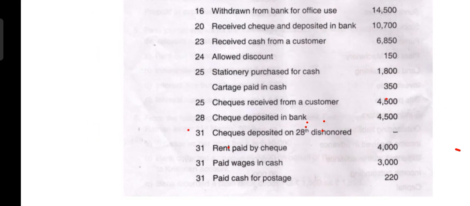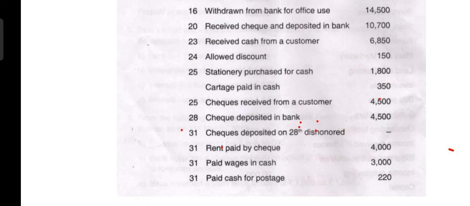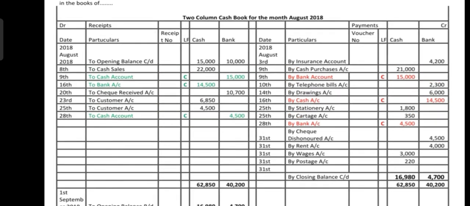Okay. Now on 31st, different transactions are taking place. On 31st, again 3 transactions are taking place. That is rent paid 4,000 rupees, one of the expenses paid in the form of check. So the bank balance should be reduced. This is to be recorded under the payment side. Then paid wages in cash. So we are paying cash. This should appear under the payment side. Amount to be recorded in the cash column. So paid cash for postage 220. Now the cash balance is going to be affected here, and this 220 we are going to record under the payment side in the cash column. Now let us see whether the same happened or not.